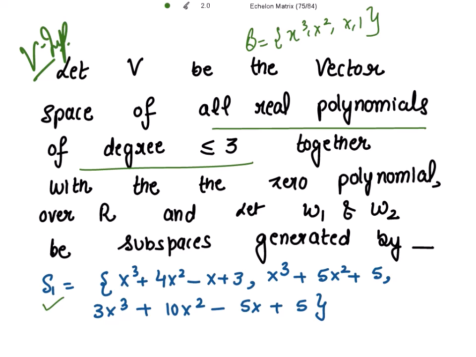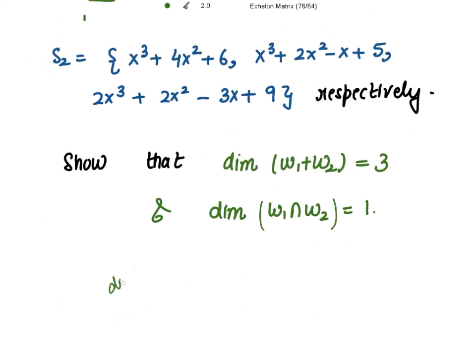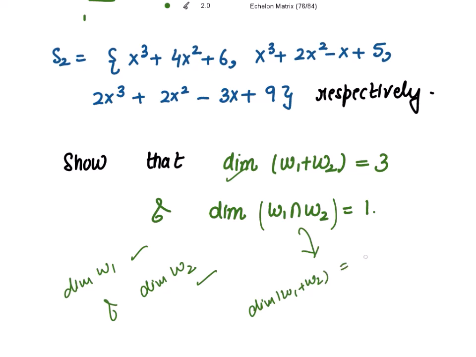So first we need to find out the dimension of W1, then we need to find out the dimension of W2, and then when we know these dimensions, we can find the dimension of their intersection by using the formula: dimension of the sum of the subspaces is equal to dimension of W1 plus dimension of W2 minus dimension of their intersection. Okay, let's start with the solution.